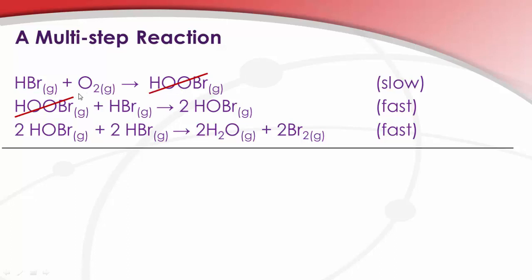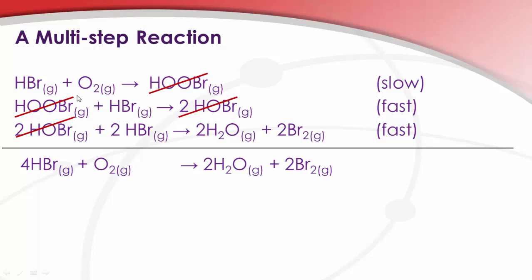So this crazy intermediate goes away. These two intermediate molecules also go away. And now we're left with our overall reaction: 4 hydrogen bromide on the left, 1 oxygen on the left, 2 waters on the right, and 2 bromine gas molecules on the right. This is our overall reaction then.